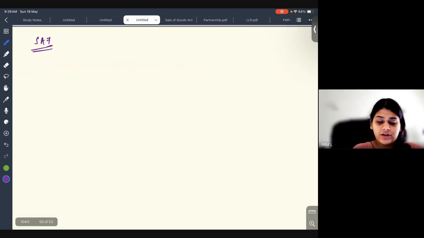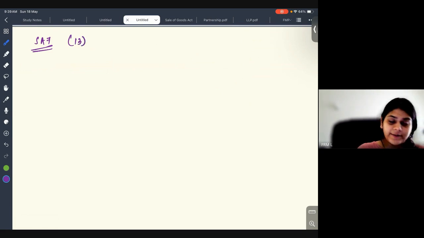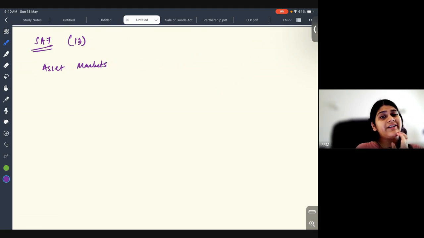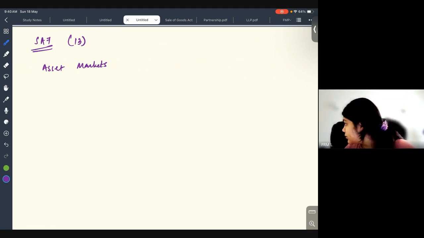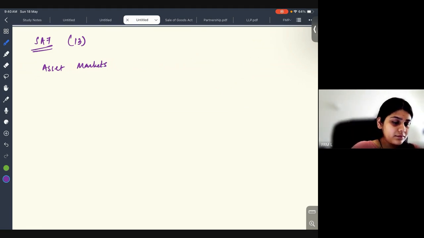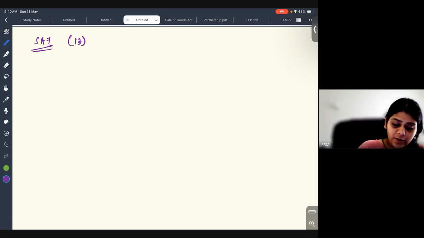How is the syllabus structured? Like I said, there are 13 chapters basically. We begin with the different asset markets. Now, by different asset markets, what do we mean? Sorry. We won't start with asset markets. First, we'll look at the investors.